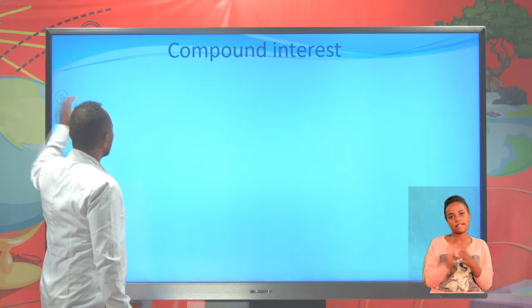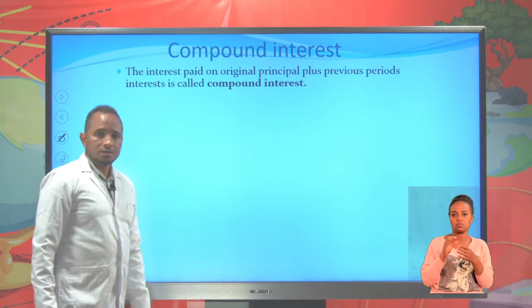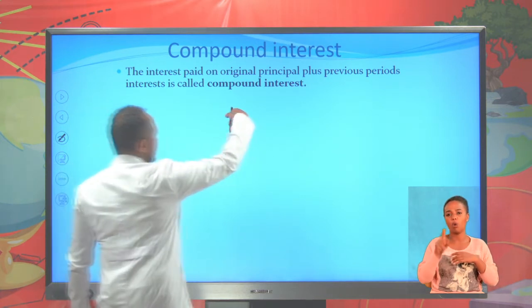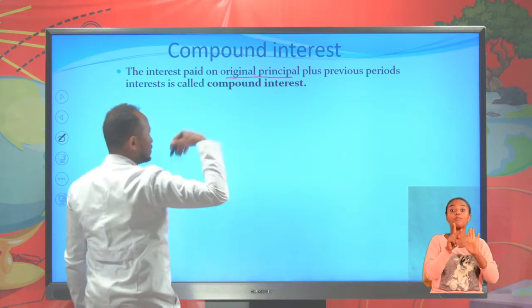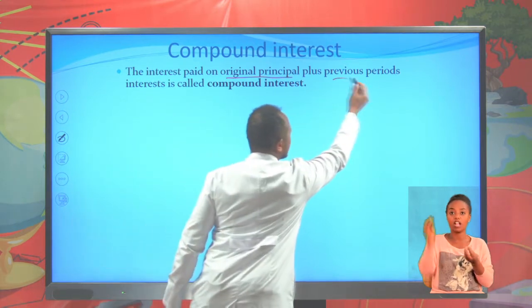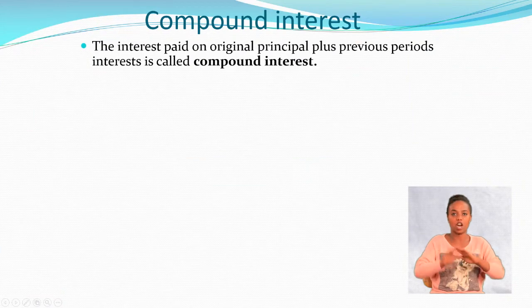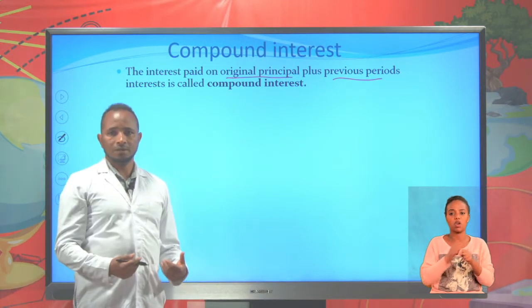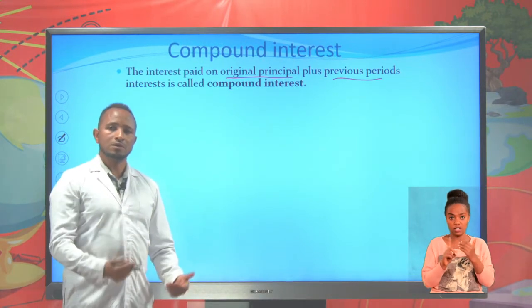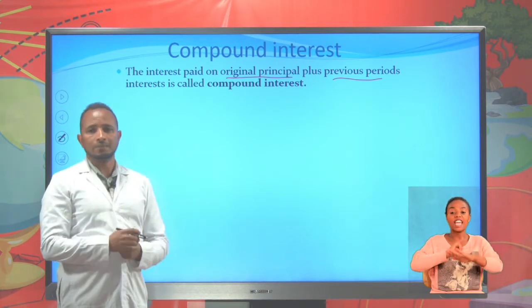Next, compound interest. This is the interest paid on original principal plus previous period's interest. We call this compound interest. In the case of compound interest, the interest is calculated not only on the original principal, it will be calculated on the original principal plus the interest on the previous period.